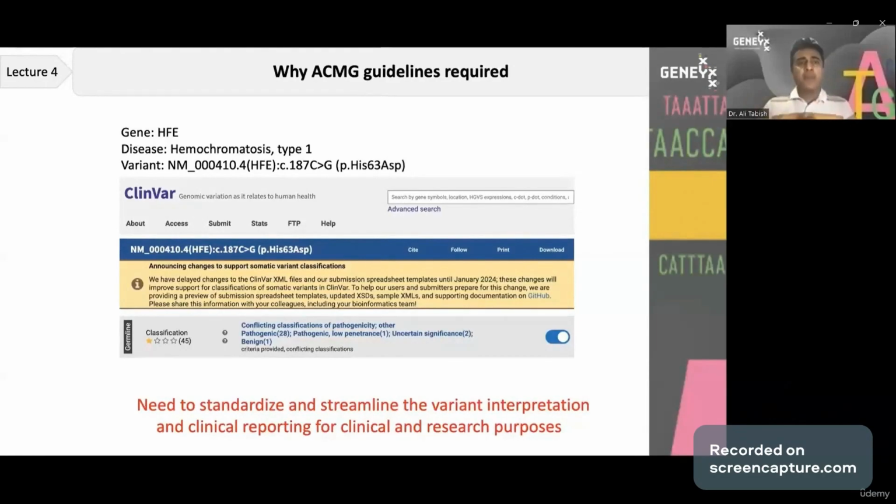Here I give you an example. This variant is in the HFE gene, which causes hereditary hemochromatosis type 1. If you type this variant into ClinVar, you see conflicting classifications of pathogenicity. Some labs have classified it as pathogenic, some as pathogenic with low penetrance, as a variant of uncertain significance, and even benign. If this variant is pathogenic, it cannot be benign; if it is benign, it cannot be pathogenic. So there is a clear need for a standardized way of classification, and that's been addressed by ACMG.